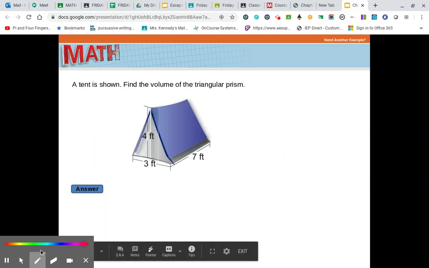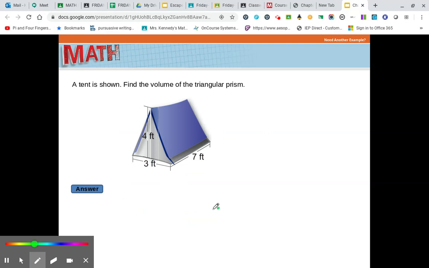Oh, now they're going to give us a lovely little tent. Hey, tent. We're going to find the volume of you. So, what to do, what to do. What do we think?